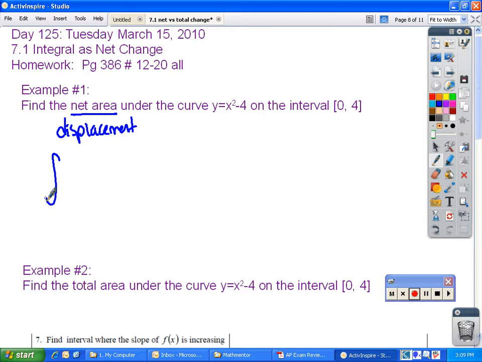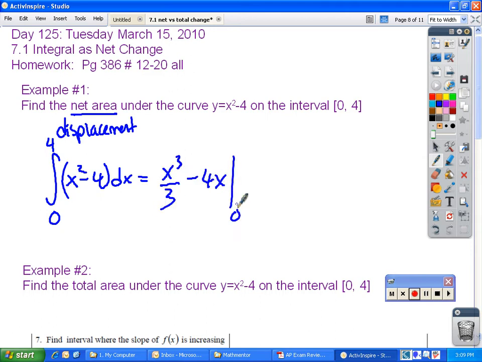And so if we are integrating from 0 to 4, x squared minus 4 dx, we will get the integral of x squared, which is x cubed over 3, minus 4x. We're doing this from 0 to 4. If we plug in 4 cubed, 4 times 4 times 4 is 64 over 3, minus plug in another 4, this is 16. Plug in my 0, I'm going to get 0 for both of them.